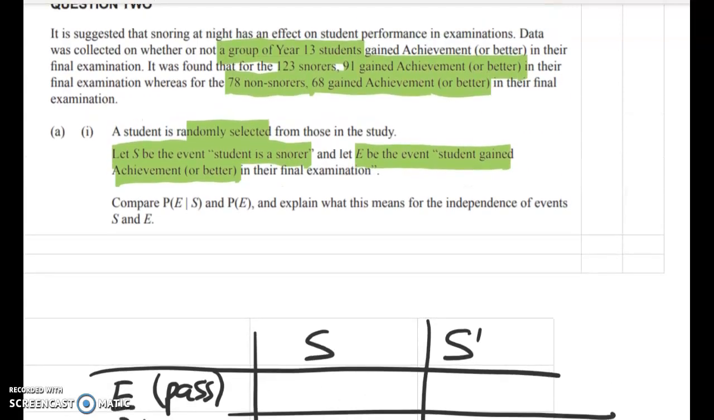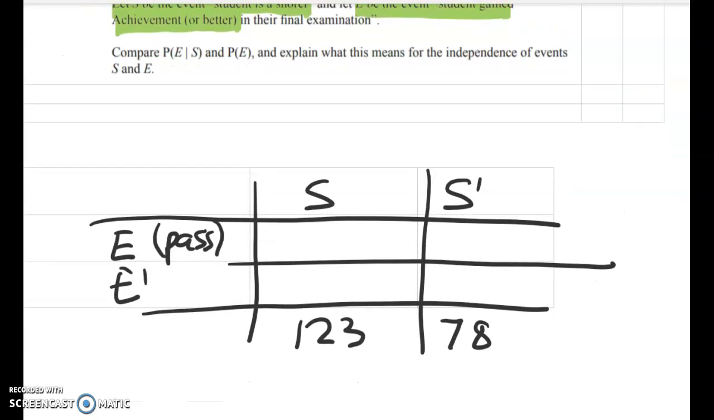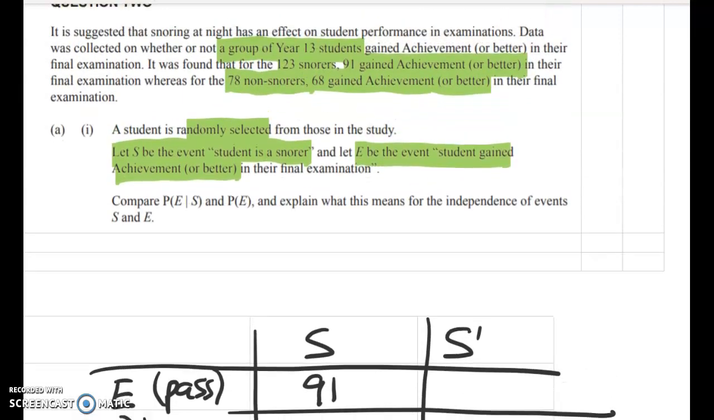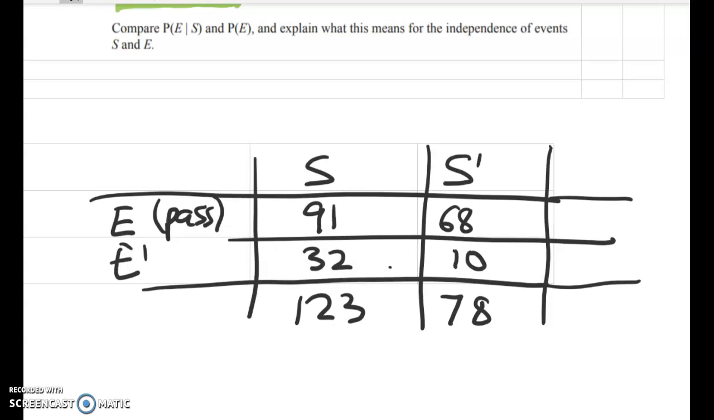Right. Next, we know that 91 of the 123 snorers passed. So we can put 91 on here. And we know that 68 of the non-snorers passed. So as usual, we can fill up the rest of the table pretty easily. And we may or may not need all of these numbers, but that one's going to be 32, this one's going to be 10. These two add up to give me 42 here, and these two add up to give me 159 here. So in total there were 201 Year 13 students who were surveyed.